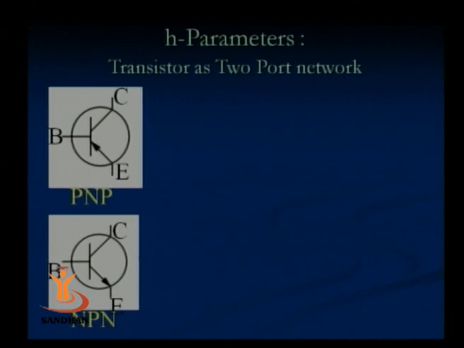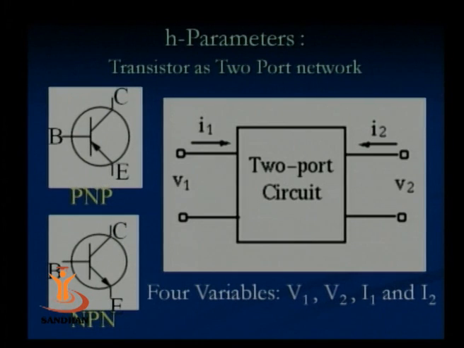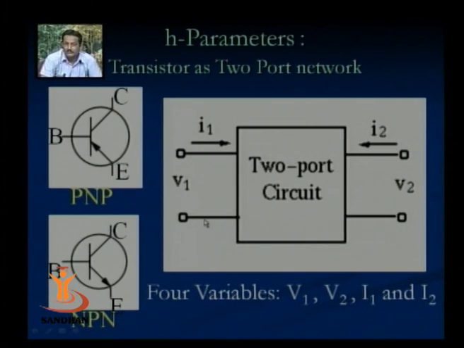Here we can see a PNP and an NPN transistor. We can consider either of these as a two-port system, as you can see in the figure, a two-port circuit or a two-port network, you can call it. The transistor has three terminals. I can show you like this: this is the first terminal, this is the second terminal, and this terminal is the common, the third terminal.